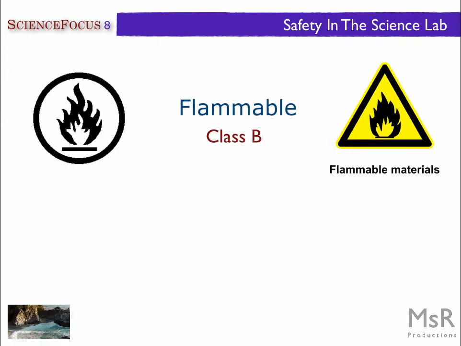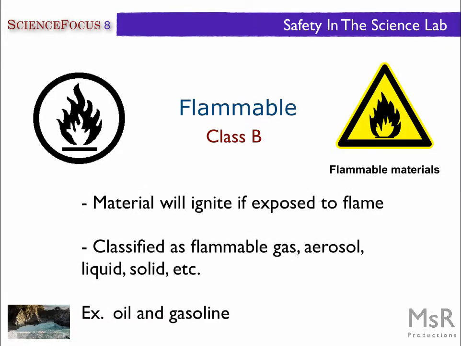Our next symbol here demonstrates something that is flammable. Flammable or combustible materials will ignite and continue to burn if they're exposed to a flame or some type of source of ignition. Materials are classified as a flammable gas, flammable aerosol, flammable liquid, combustible liquid, flammable solid, or reactive flammable material. Some examples would include items like oil and gasoline.